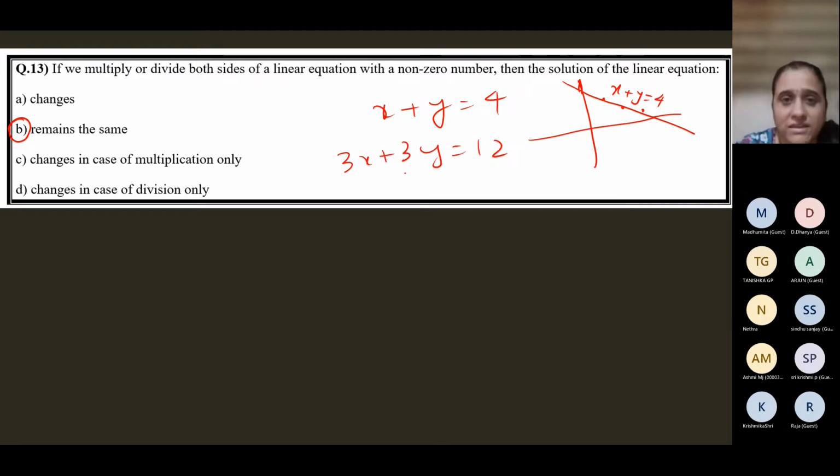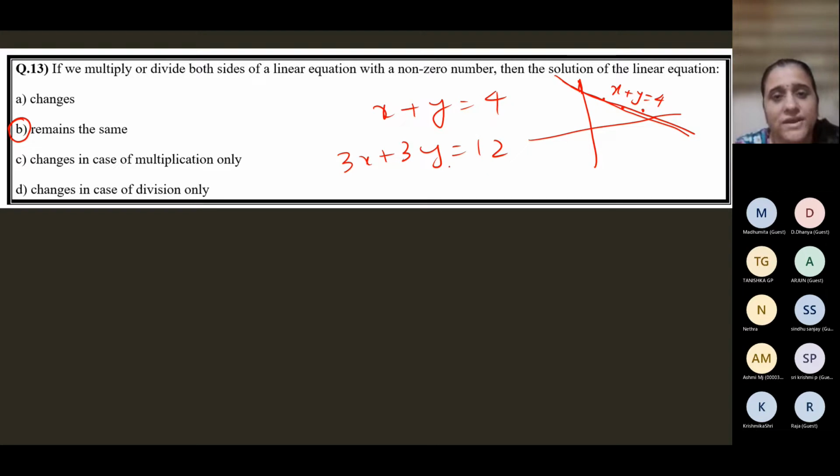Now, when you make the xy table for this equation and plot the points, you will get the same line. The equation looks different, 3x plus 3y is equal to 12. How did we get this equation? We multiplied the equation x plus y is equal to 4 throughout by 3. So 3x plus 3y is equal to 12.